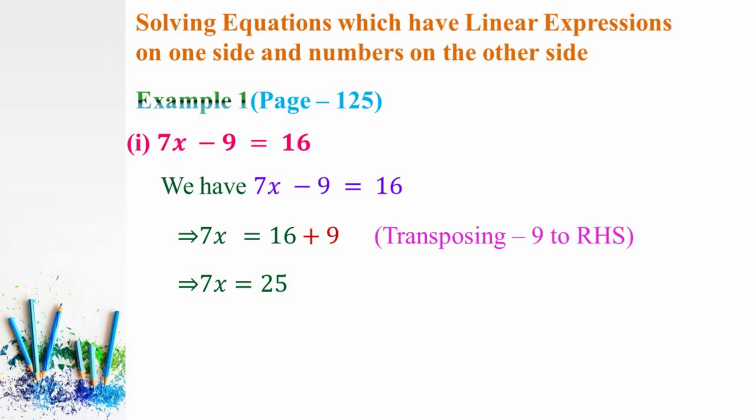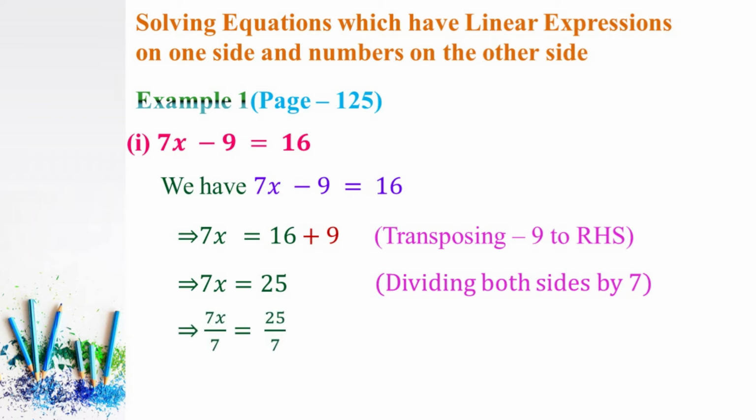Next step, divide the equation by 7 on both sides of the equality. So 7x divided by 7 equal 25 divided by 7. Here 7 and 7 are cancelled. So x equal 25 by 7. The solution of 7x minus 9 equal 16 is 25 divided by 7.